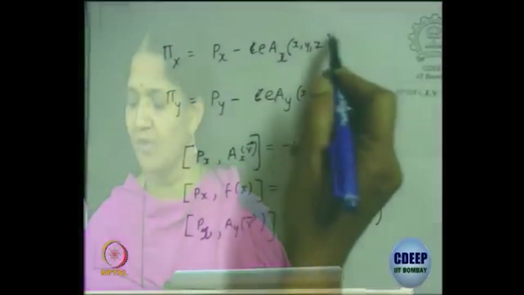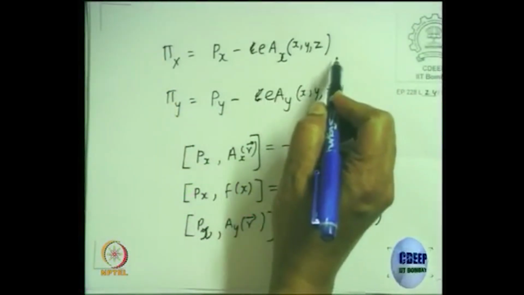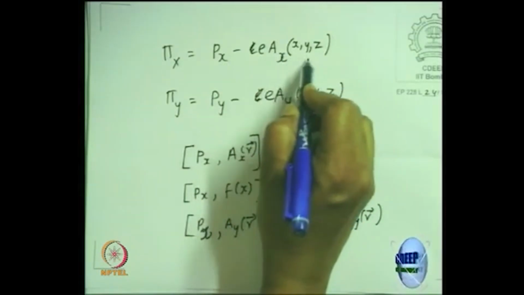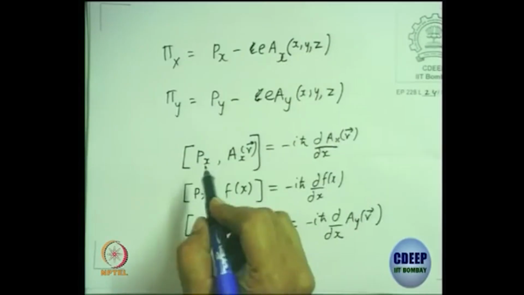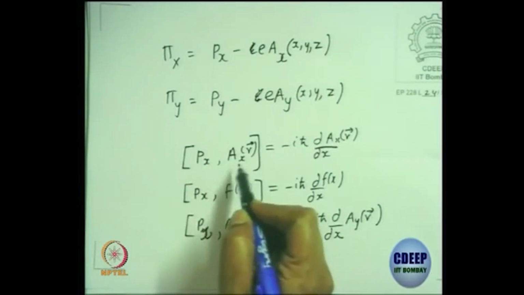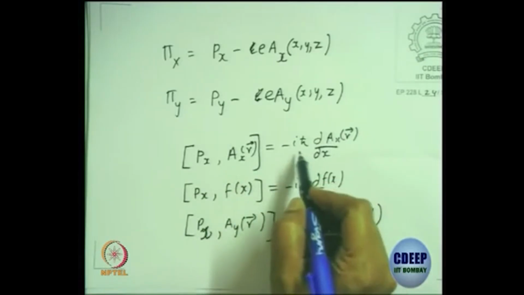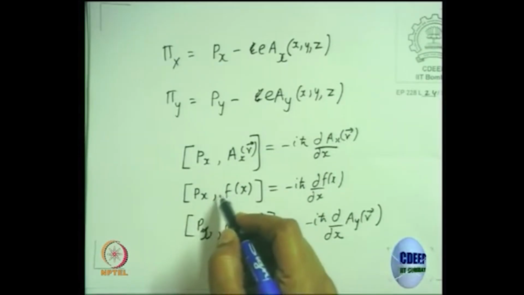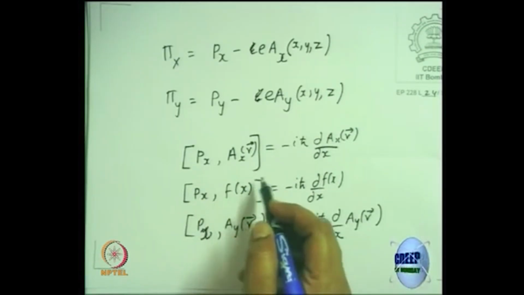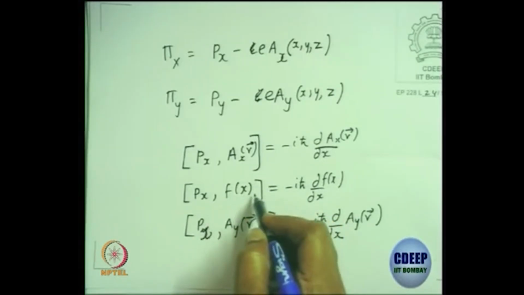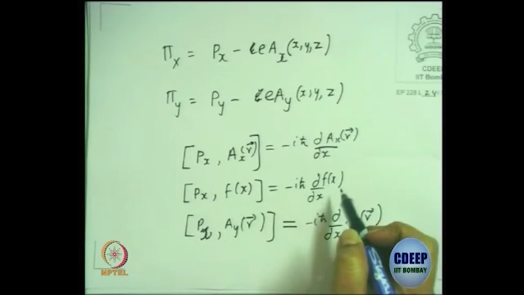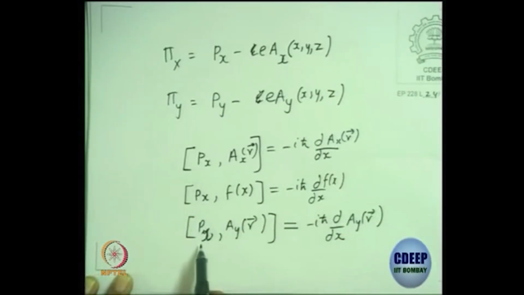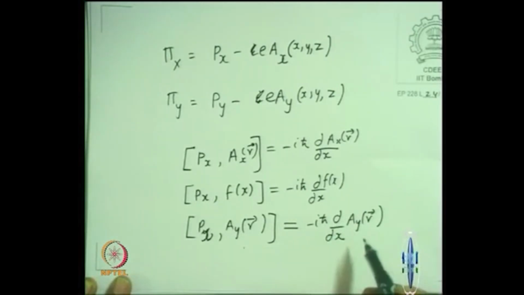So just to take you through how in general the potentials are functions of positions. So pi x is px minus eAx, which is a function of positions. So if you take px with Ax, that commutator is not 0, it will be minus i h cross del by del x of Ax. This is because the commutator of px with x is non-zero, and if you have any function of x, it should be del by del x of f of x. Similarly, if you try to find the px commutator with Ay, you expect it to be minus i h cross del by del x of Ay.